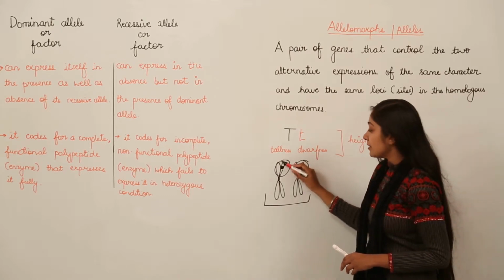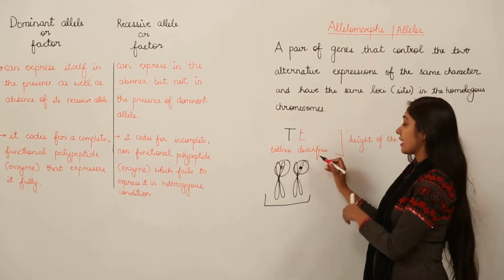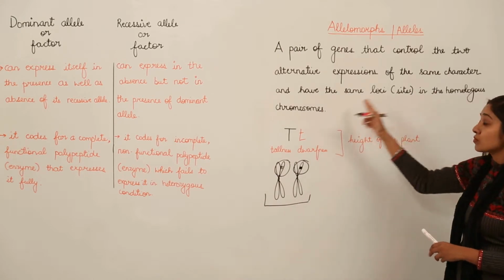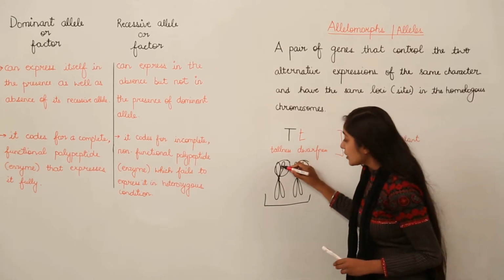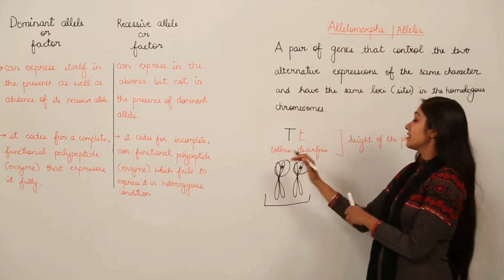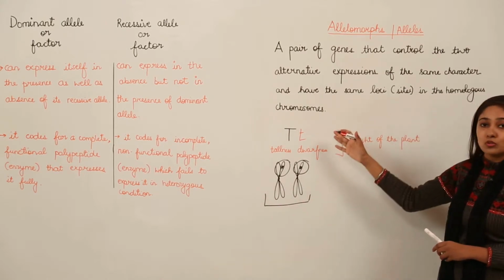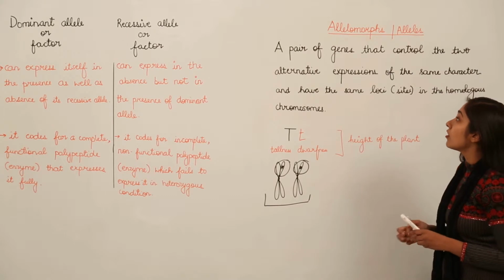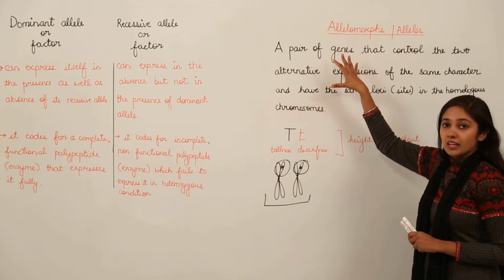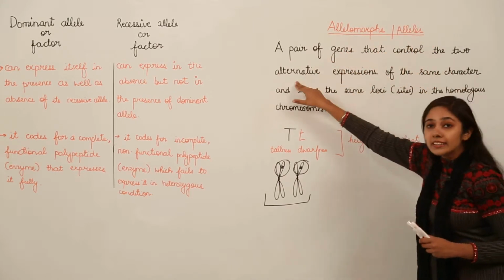Means if the gene present on this chromosome is at the same site, at the same locus on this chromosome, so this pair of chromosomes is known as homologous chromosomes. Why? Because the site of the presence of this gene and this gene which are encoding for the same character is same. So this pair of chromosomes is known as homologous chromosomes. Now this was the definition which was used earlier. Okay. Allelomorphs or alleles are a pair of genes that control the two alternative expressions.